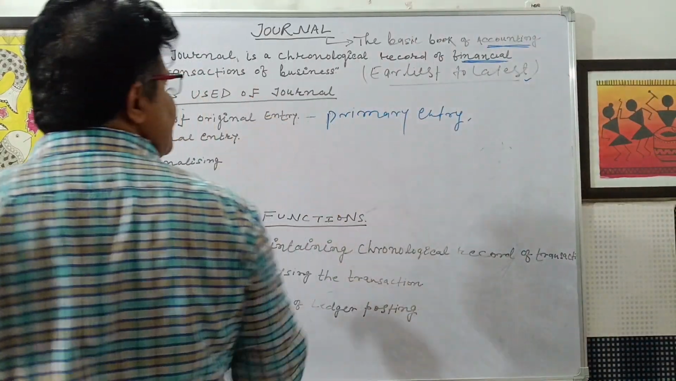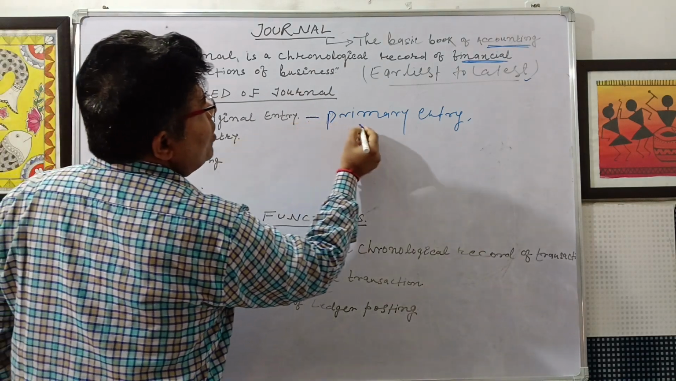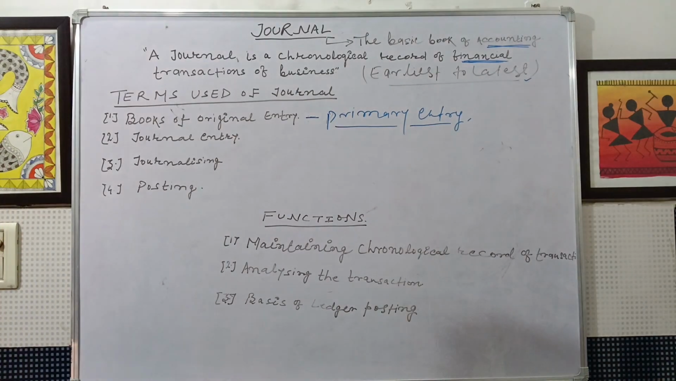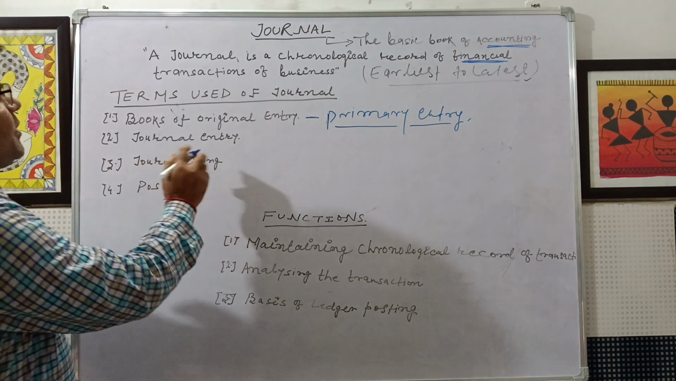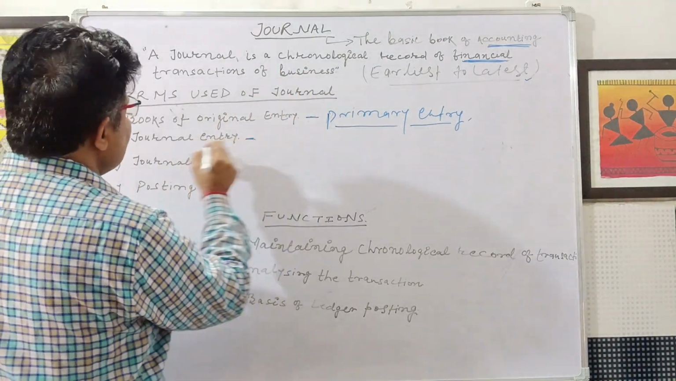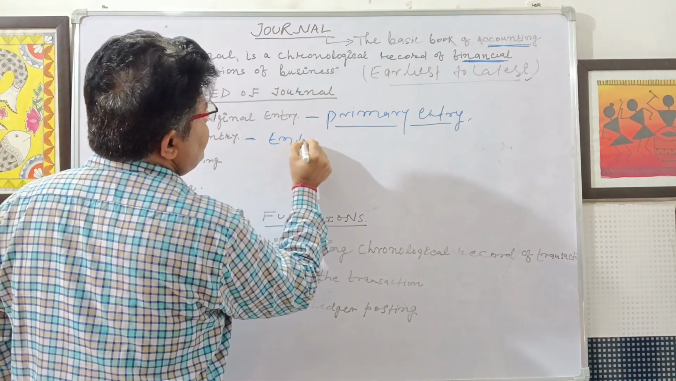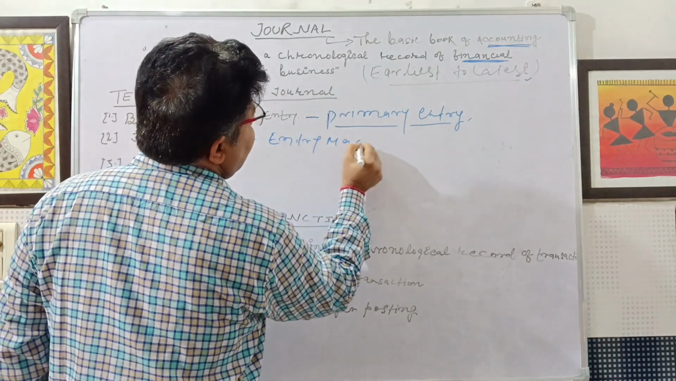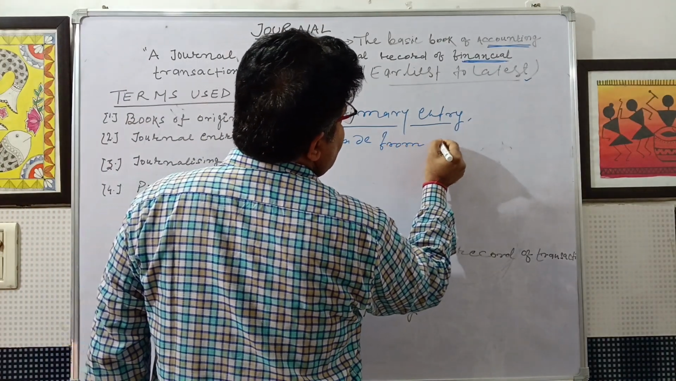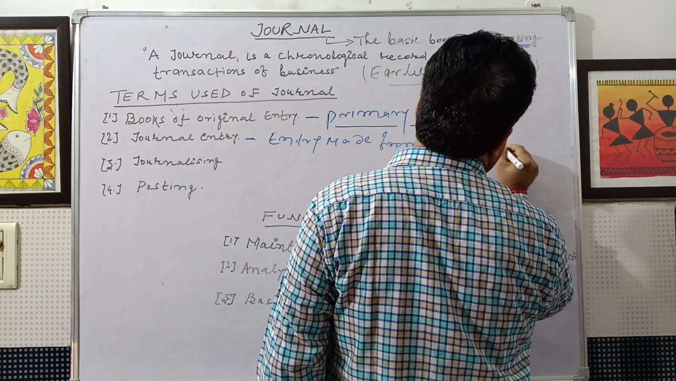Now the terms used of journal. The books of original entry, also called primary entry. And the second one is the journal entry. What is the journal entry? An entry made is known as journal entry. Entry made from source documents.